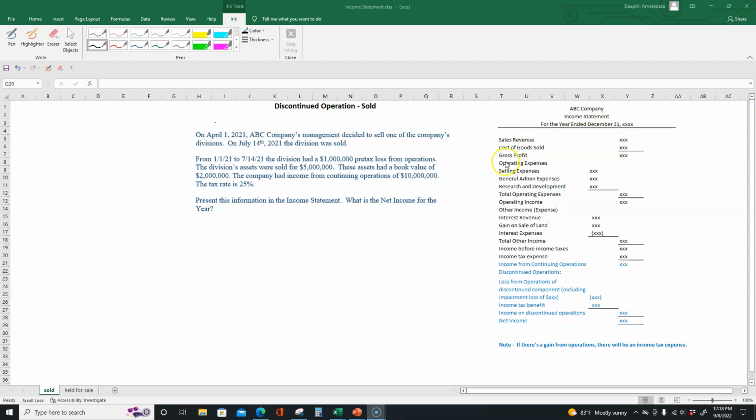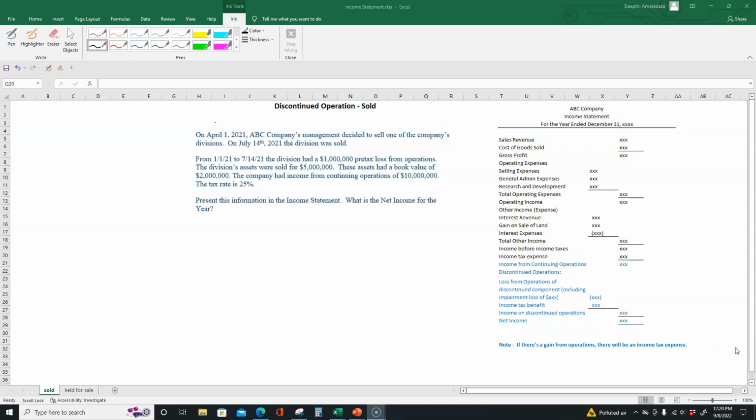So here is a format of an income statement that has income from continuing operations shown. The top part we're not going to work with because we don't have the information for that, but they have given us income from continuing operations, and that's where we're going to start, in this line right here. And then we'll work our way down.